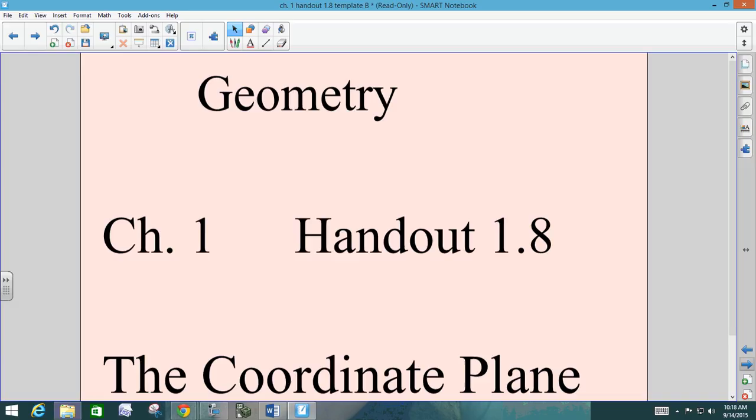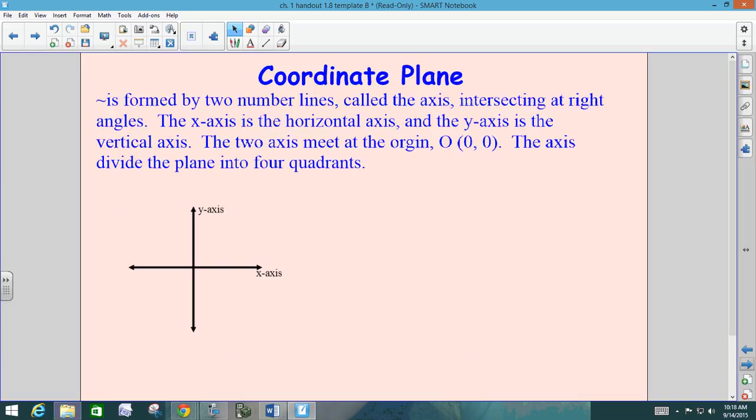1.8, the coordinate plane. We are going to the x and y axis to end the chapter. Just to refresh your memory, the coordinate plane is formed by 2 number lines called the axes, intersecting at right angles. If these axes intersect to form a right angle, we would say they're what to each other? Good, they're perpendicular. The x-axis is our horizontal one. The y-axis is the vertical. They meet at the origin, which has the ordered pair of what? 0, 0. Good. And then it gets divided into 4 different quadrants.